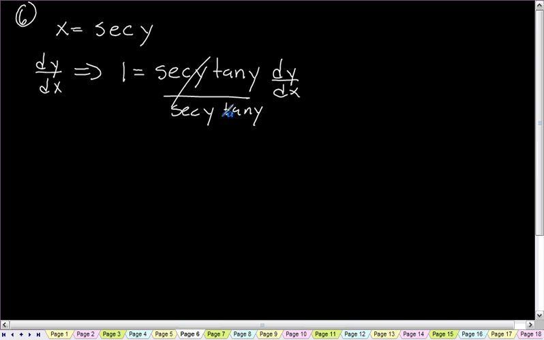That cancels each other out. What we do to one side, we have to do to the other side. So dy dx equals 1 over secant y tangent y. There's an issue here. So 1 over secant. I know this trigonometric identity. I should know it off the top of my head, but I do not.